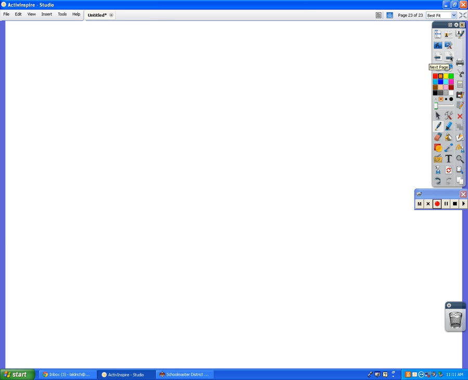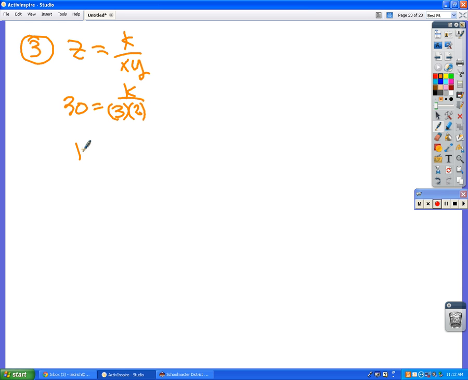Okay, then number 3 says z varies inversely with the product of x and y. So inversely means x and y are below the k. And then once again, plug in what we know. Z is 30, x is 3, y is 2, so k equals 180. So final answer, z equals 180 over xy.